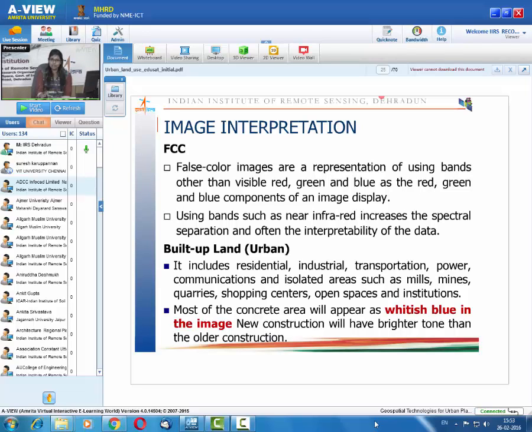We all know what a false color composite is. A false color composite image is a representation of bands where, instead of the standard RGB pattern of red, green and blue, we replace red with the NIR band. So it's like NIR, red and green. Now, built up land, how does it appear on the standard false color composite? It appears whitish blue in color. So these are the keys for understanding how the urban area will look within the image.